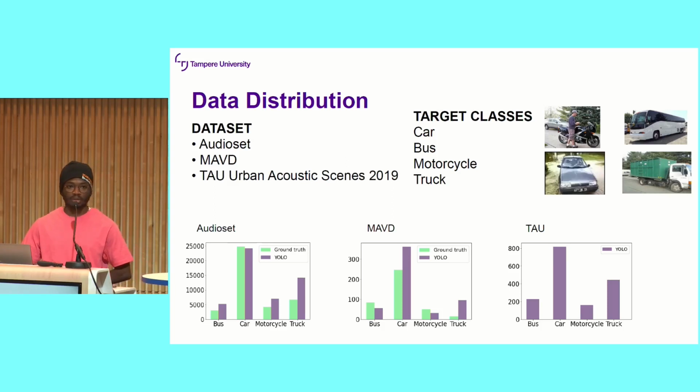For this work, we used 3 different data sets: AudioSet, MAVD, and TAU Urban Acoustics 2019, and we focused on 4 main classes, specifically the classes that are most common in traffic scenes. Below you can see the class distribution. It's quite imbalanced. Also, for the TAU data set, we didn't have reference labels, so we only have labels we got from YOLO.